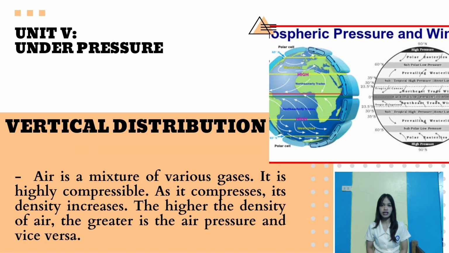Vertical distribution. Air is a mixture of various gases. It is highly compressible. As it compresses, its density increases. The higher the density of air, the greater the air pressure, and vice versa. So the mass of air above in the column compresses the air under it, hence its lower layers are more dense than the upper layers. As a result, the lower layers of the atmosphere have a higher density. Hence, they bear more pressure. Conversely, the higher layers are less compressed and hence have low density and low pressure.